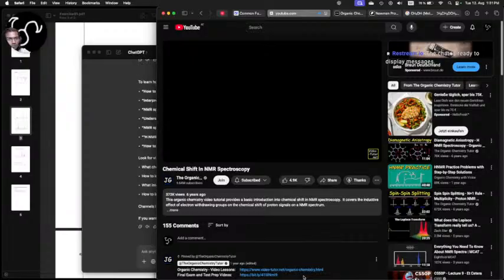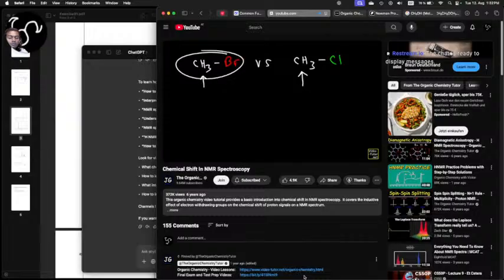So here's a question for you. Let's compare methyl bromide with methyl chloride. So dealing with HNMR, which one will have a higher chemical shift? Would you say it's the protons in methyl bromide or the protons in methyl chloride? Because bromine is more electronegative than chlorine, methyl bromide should have a higher chemical shift than methyl chloride.